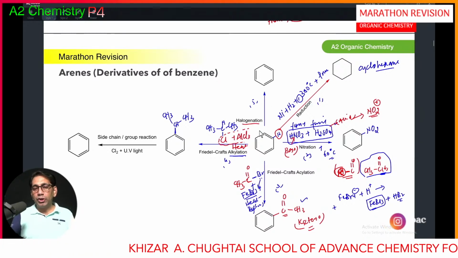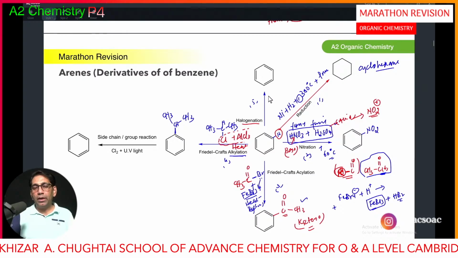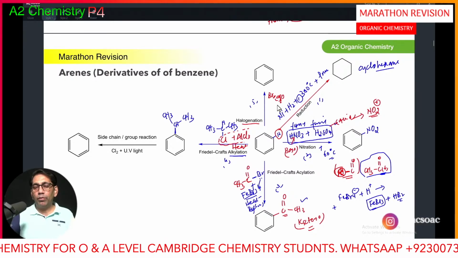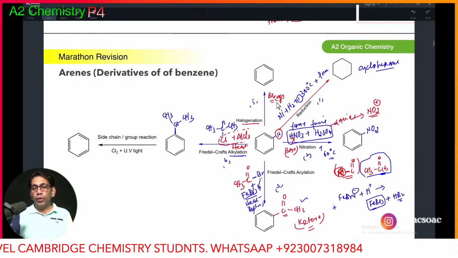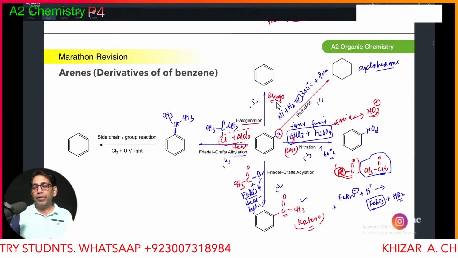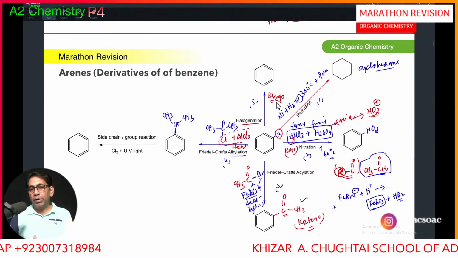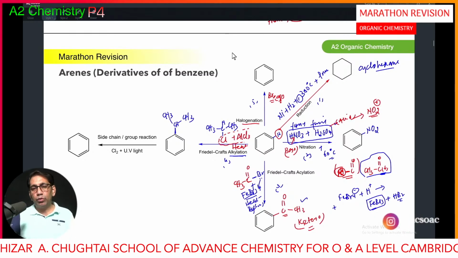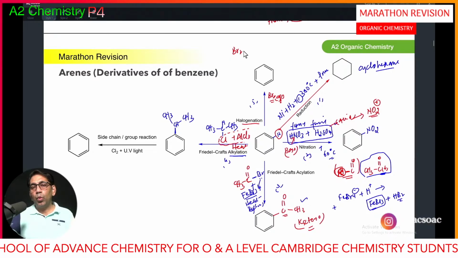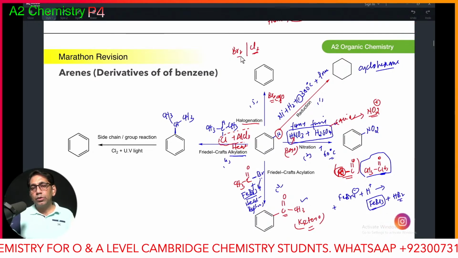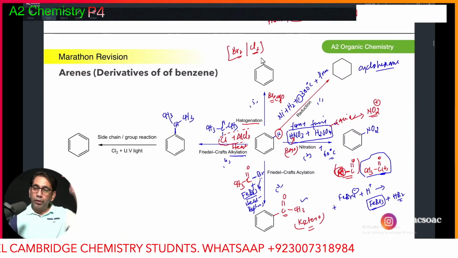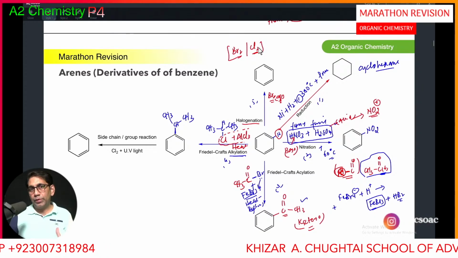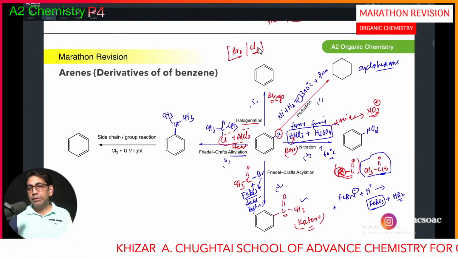The last one is halogenation. Generally speaking, if I add simple Br2 aqueous, that is dissolved in an aqueous medium basically, there's no reaction. Benzene doesn't react with simple halogens. With simple chlorine, with simple bromine, no reaction. As far as your Cambridge A2 chemistry syllabus is concerned, you are just concerned with two halogens, Cl2 and Br2, not with iodine, not with fluorine. So you will be asked just the reaction of Br2 or Cl2 with benzene.